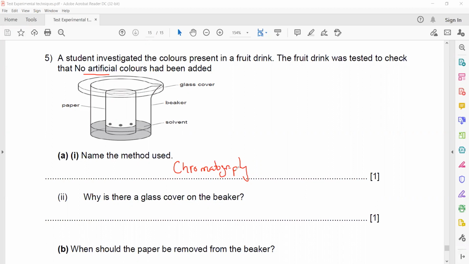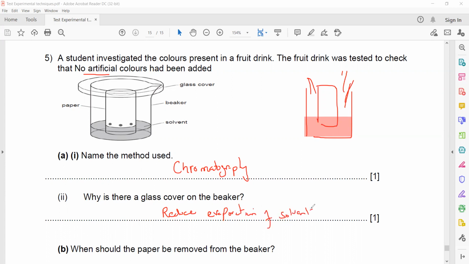Why is there a glass cover on the beaker? What is the reason we covered it? Because sometimes the liquid might evaporate. The liquid we are using in the container evaporates, because evaporation can happen at any temperature, so the amount of liquid might decrease. To overcome this, we put a lid. So why is there a glass cover on the beaker? It will reduce the evaporation of the solvent, so the solvent will not evaporate.